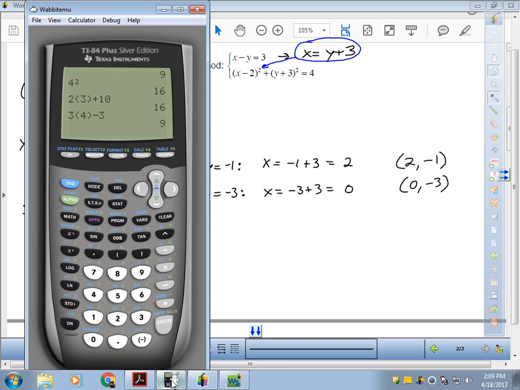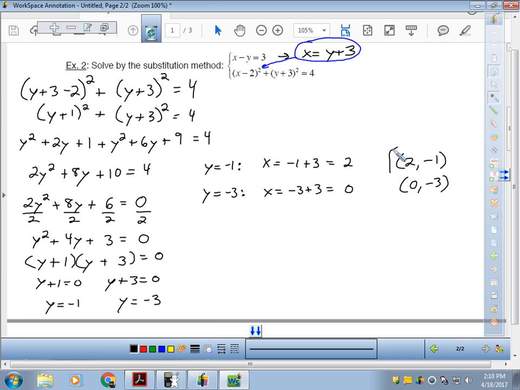And again, we can check them really quick. So we'll start with the first one. If we plug it in on top, 2 minus a negative 1 equals 3. So that one matches. We'll check the second equation. (2 minus 2) squared plus (negative 1 plus 3) squared. We get 4, which is what we're supposed to get. So the first answer is definitely good.